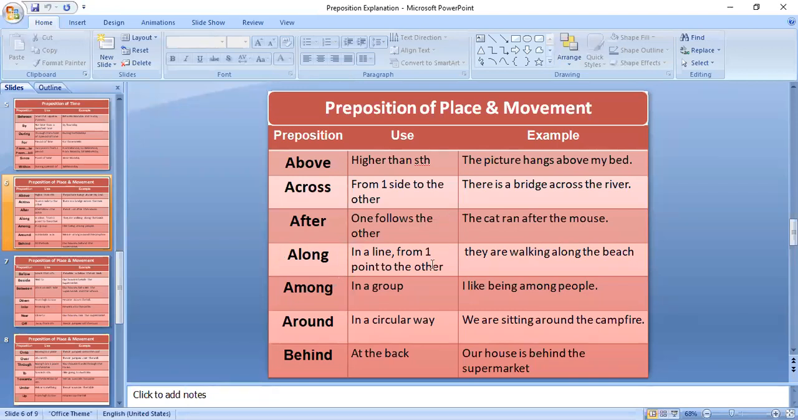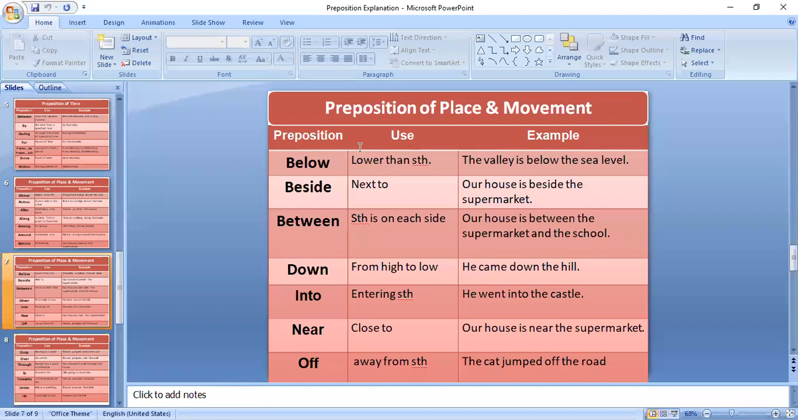Along, in a line from one point to the other. Walking in a line. They are walking along the beach. मतलब बीच के साथ साथ. Among, in a group. I like being among people. बीच में, लोगों के बीच में या ग्रुप के बीच में. Around, in a circular way. Circular movement के लिए around word is used. We are sitting around the campfire. Campfire के आसपास बैठे. Behind, at the back. Our house is behind the supermarket. मतलब at the back of the supermarket.